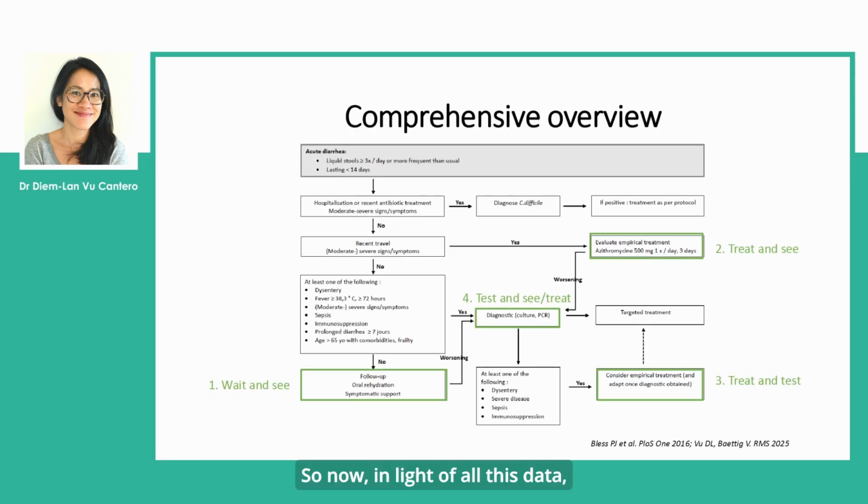So now, in light of all this data, we will try to understand this algorithm that is proposed in the updated guidelines. So basically, there are 4 situations and attitudes towards acute diarrhea. The first one is wait and see. The second is treat and see. The third is treat and test. And the fourth one is test and see and treat.